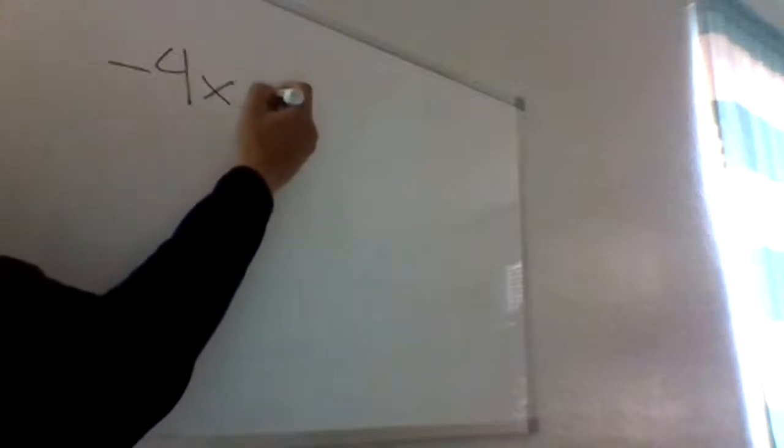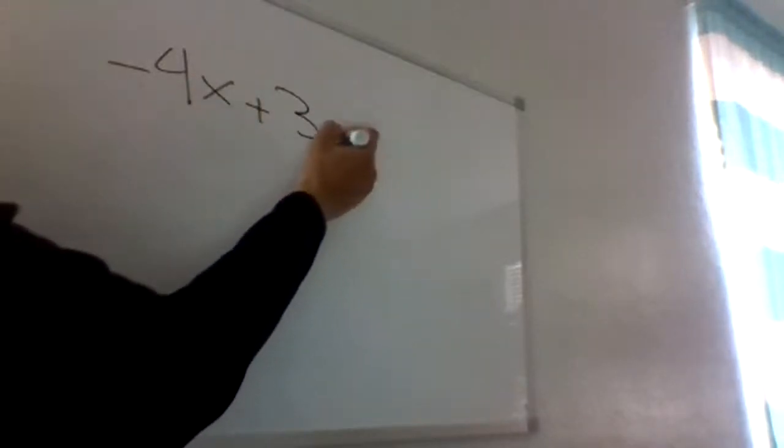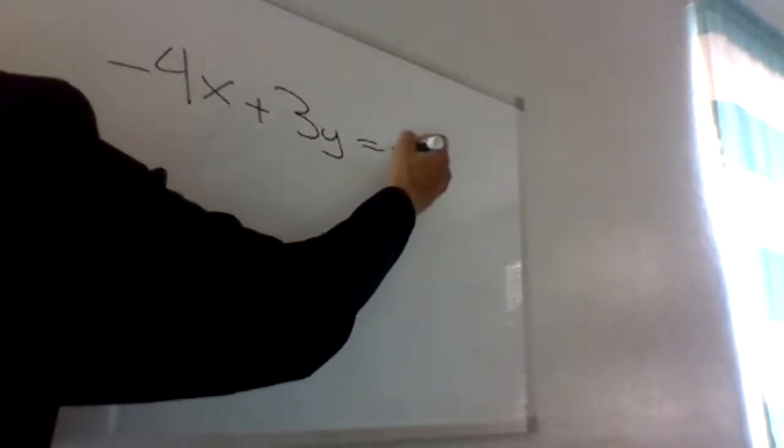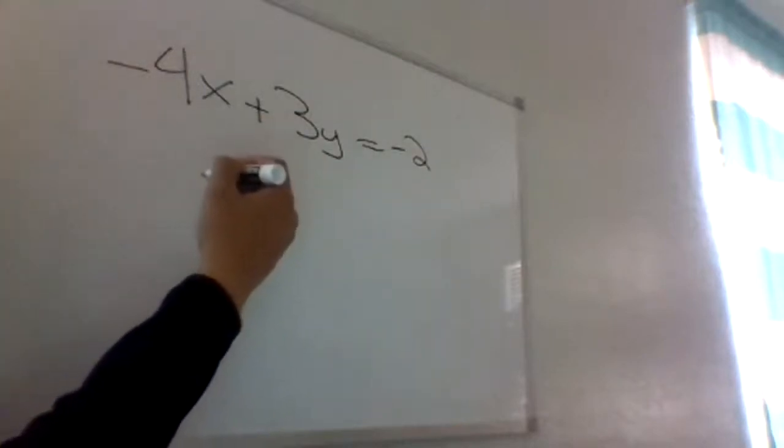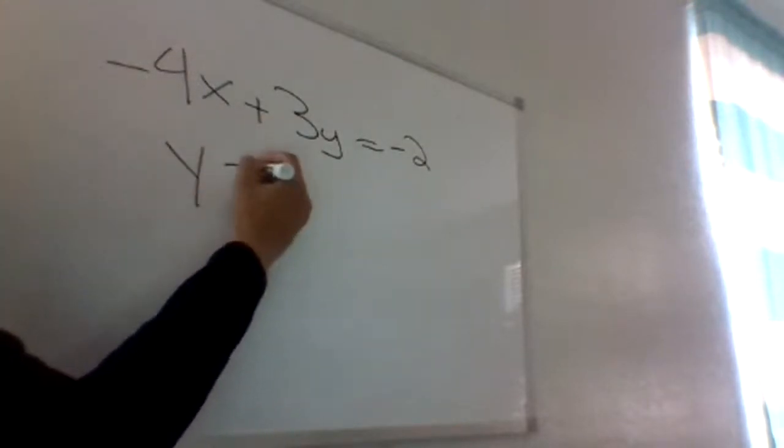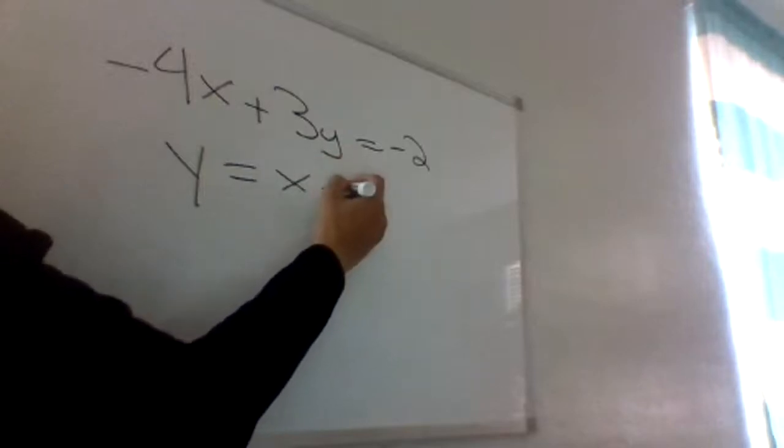So let's look at 4x plus 3y equals -2. Y equals x minus 1.